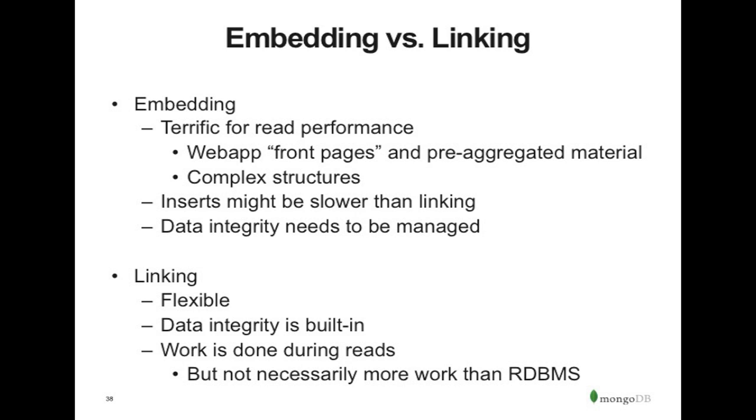In summary, embedding versus linking. Embedding gives you terrific read performance, suitable for your front pages, pre-aggregations, complicated structures, right? Things where it's not just saying select first name and last name from employee. That's not reality. You could also imagine that inserts might be a little slower than linking. If you've got very high performance data that's kind of smallish, rewriting, for example, the publisher material every time might slow down things a bit. And of course, you have to maintain data integrity across the collections.